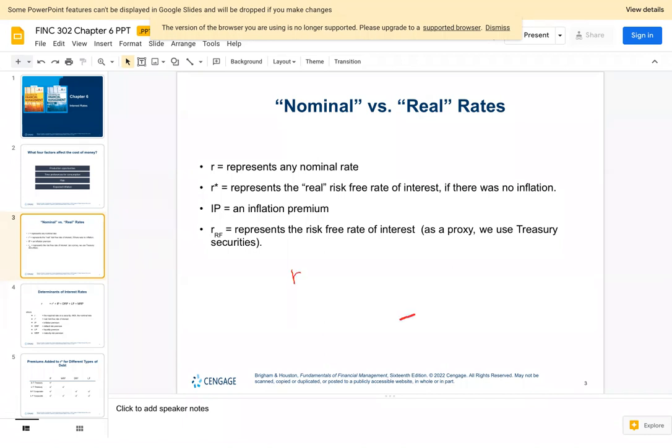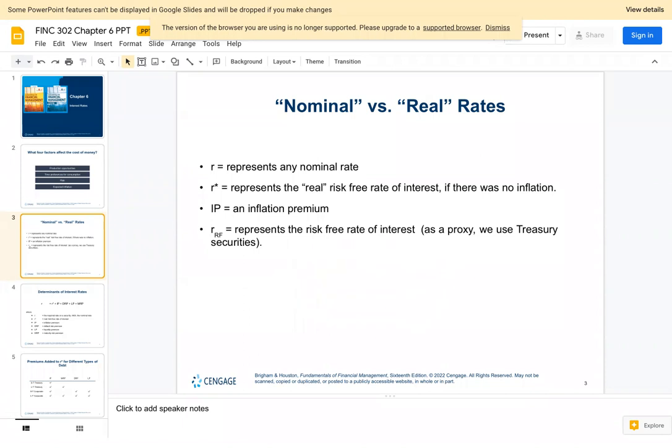So that leads us to the following, that R sub RF, the risk-free rate of interest, is equal to R star, the real risk-free rate of interest, plus IP, an inflation premium. So let's remember this formula.